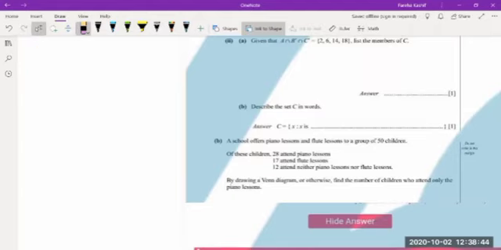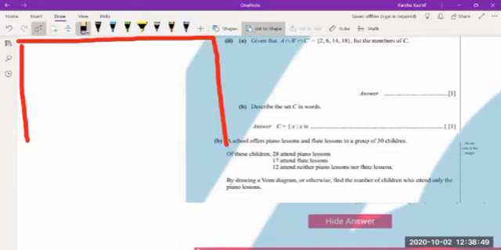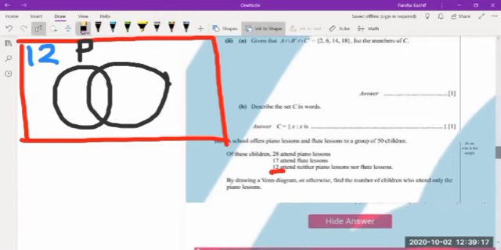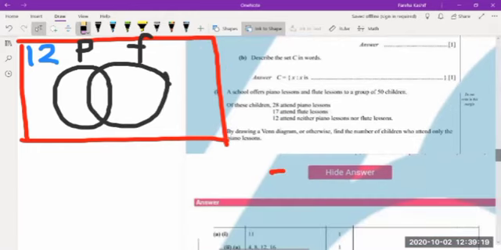So let's draw a Venn diagram for that. This is our universal set. Now, how many students are outside who do not attend? 12 of these 50. Okay, there are 12 students outside. And let's make one for piano. This is set P. This is set F. And that is this section in between where they're intersecting.